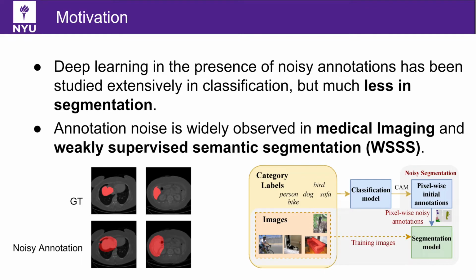In weakly supervised semantic segmentation, a popular two-stage pipeline is often adopted. In such a pipeline, pixel-wise initial annotations are first generated by weak supervised signals. These initial annotations are often very noisy and are used to train a separate segmentation network in the second stage. Therefore, the second stage is indeed a segmentation problem with noisy annotations.